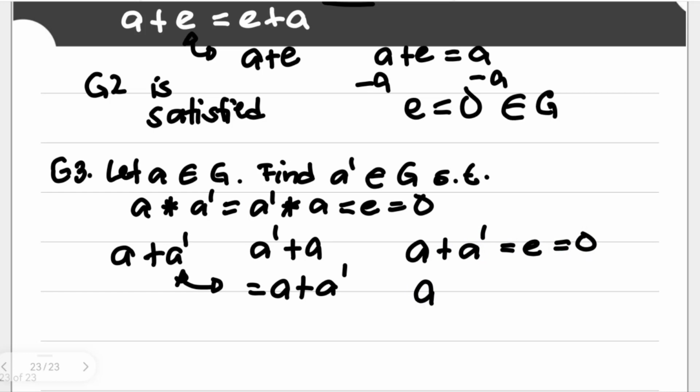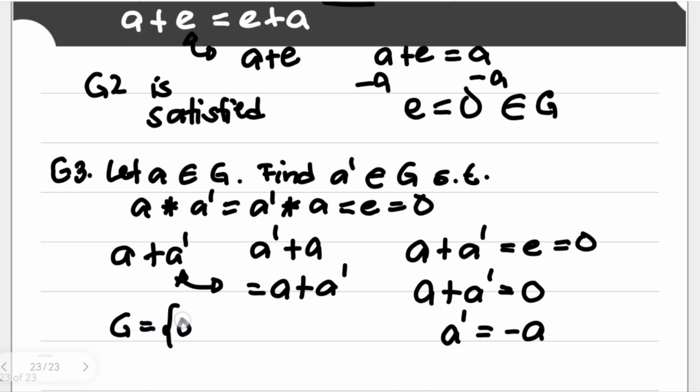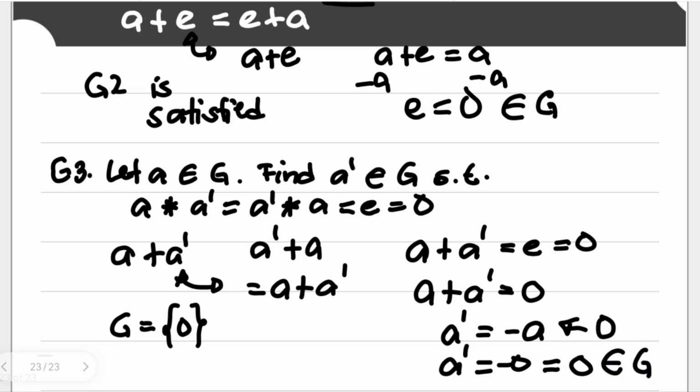So, if A plus A inverse is equal to 0, we can cancel that one. Therefore, we have A inverse equal to negative of A. But of course, we only have one element in our set because our set G is a set containing 0 itself. That would mean if A is 0, our A inverse is also negative 0, which is just 0 itself, and this is an element of G. This means that G3 is satisfied.